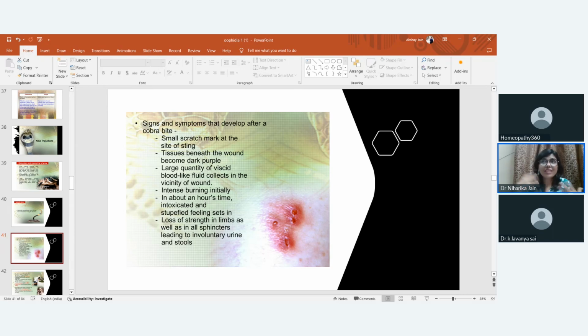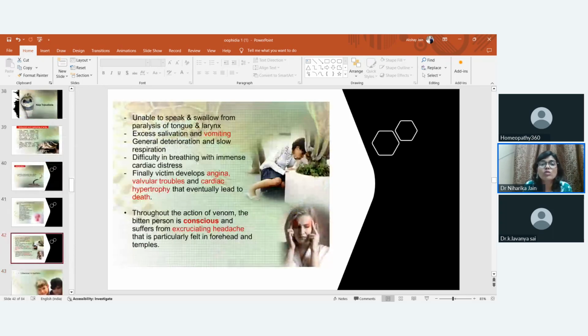When the patient having this kind of particular affected the nervous system, there is a loss of strength in the limbs and patient, all the inspector losing their capacity and leading to involuntary secretions. Able to speak or swallow from paralysis of tongue and larynx. Excessive salivation and vomiting. General deterioration and slow respiration. Difficulty in breathing with immense cardiac distress. And finally, victim develop angina, valvular troubles, and cardiac hypertrophy that eventually lead to death.